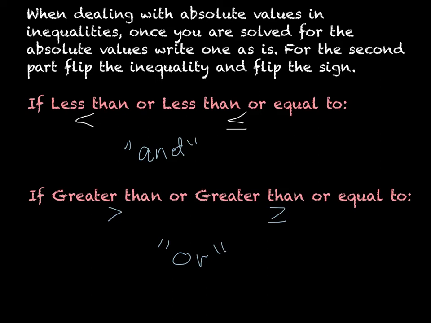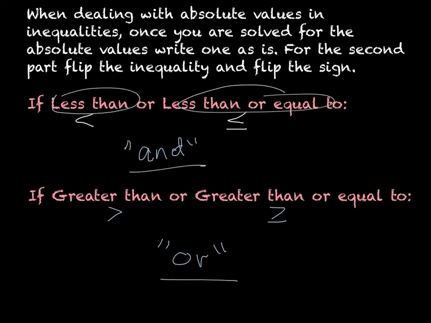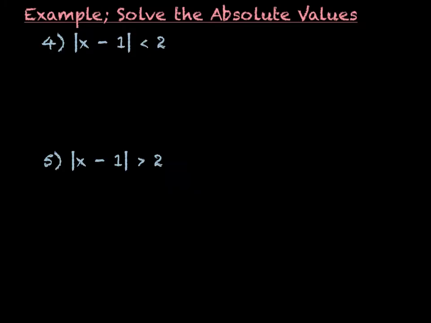And once you have the inequality solved, then you do the first one with the positive number, and then you flip the sign and flip the inequality, and that's how you get your second part. And you connect them with one of these two words, and or the word or, depending on whether it's greater than or equal to, or less than or equal to. So we're going to look at a couple examples of the differences here.